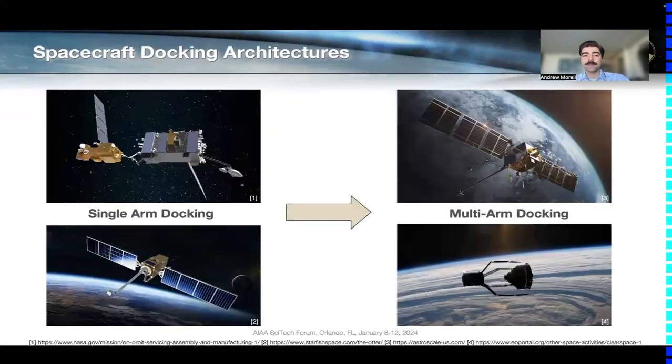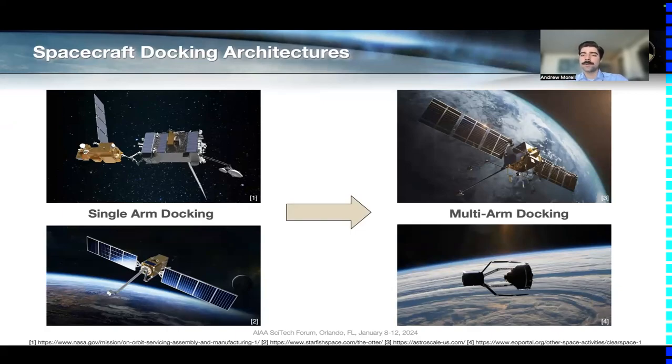Now, this was great that we got this to work and showed it in some prior work for single arm docking. This is well applicable to some currently proposed missions, as you can see on the left hand of the slide, in the top left being NASA's OSAM-1 mission, and in the bottom left-hand corner being Starfish Space's Otter mission. Both of these have multi-degree of freedom revolute robotic arms, I believe 7 degrees of freedom for NASA's OSAM-1 mission case. But on the right side, you see some of the multi-arm architectures that are being proposed that we wanted to start to fit this work to.